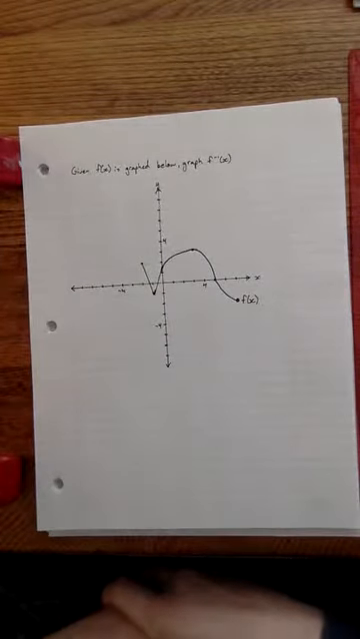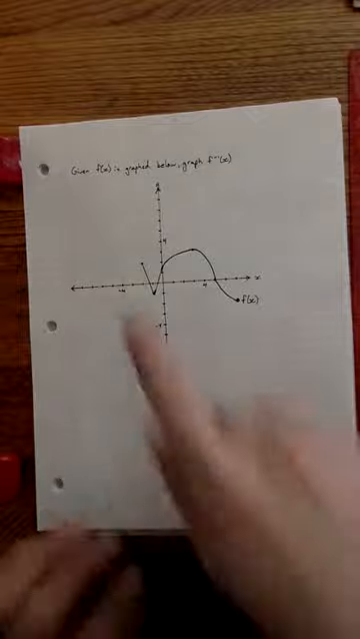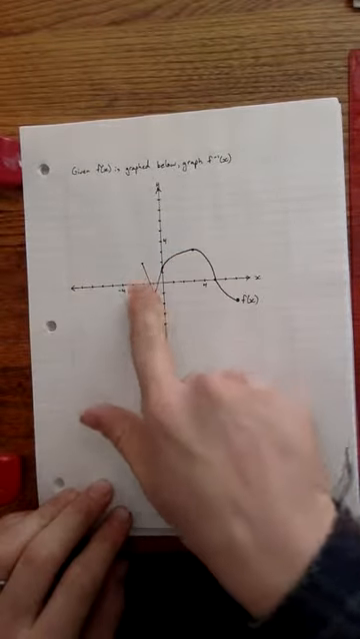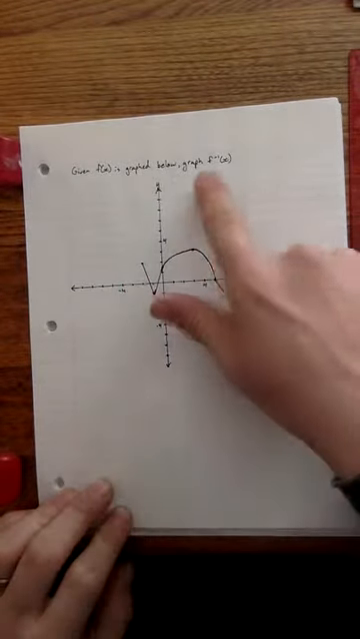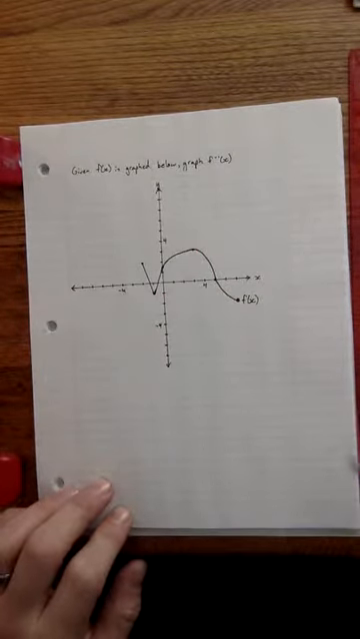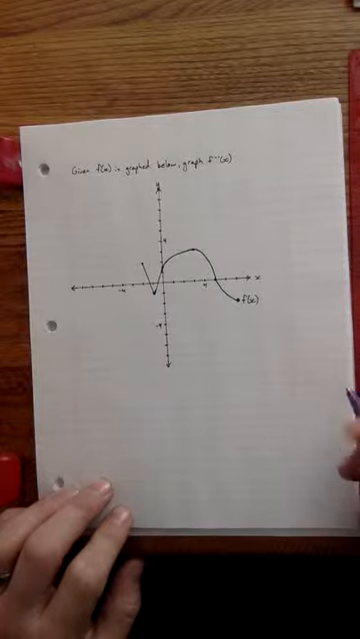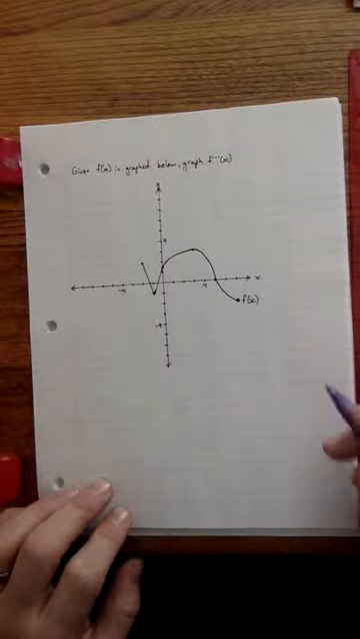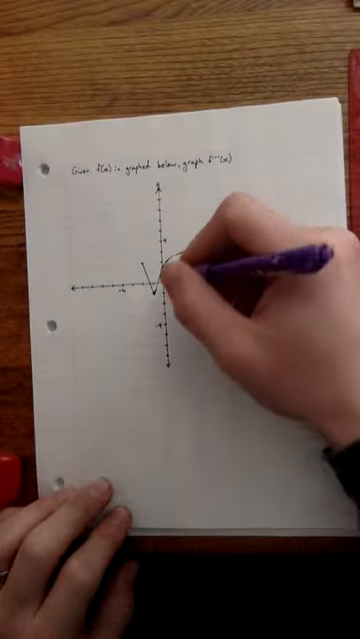Here we're asked to graph a function's inverse. We're told, given f of x is this graph below, graph f inverse. We'll do this by first graphing the line y equals x. This is because all functions and their inverses are reflections across this line.